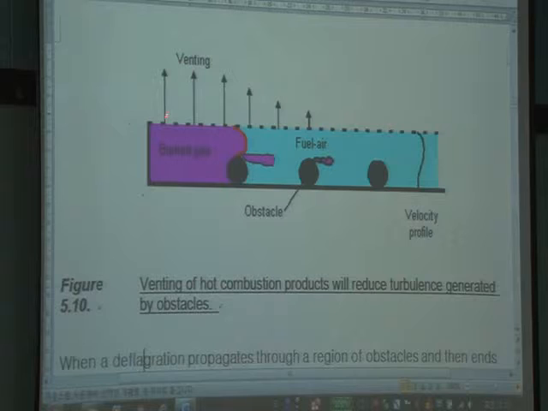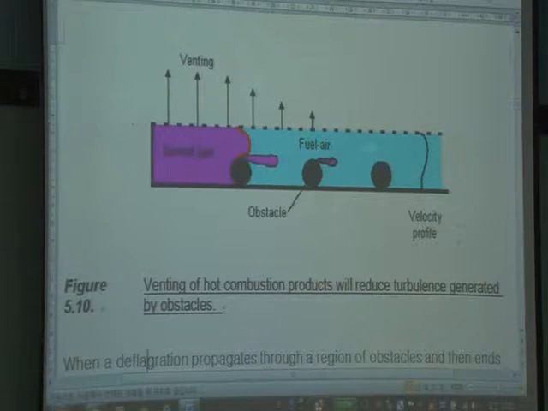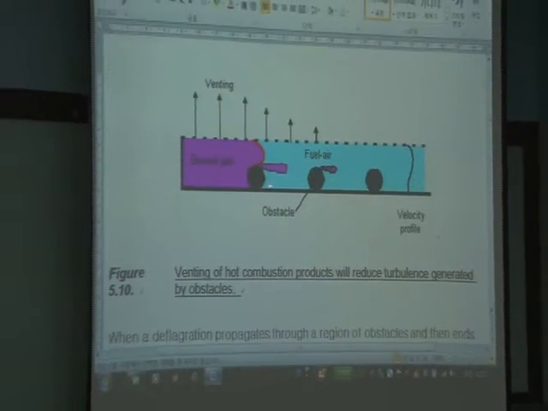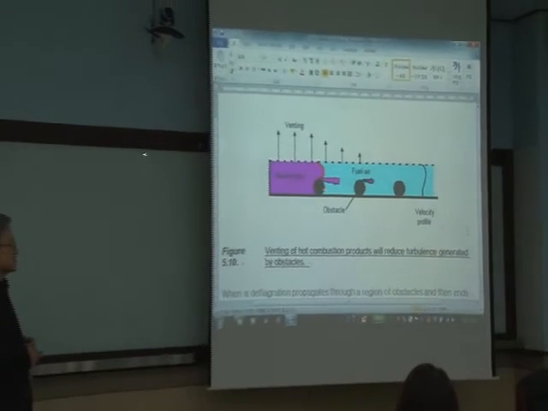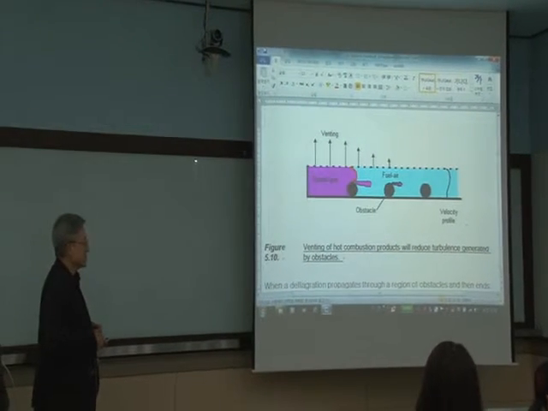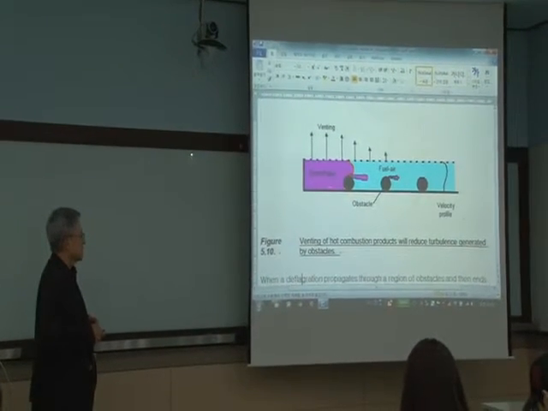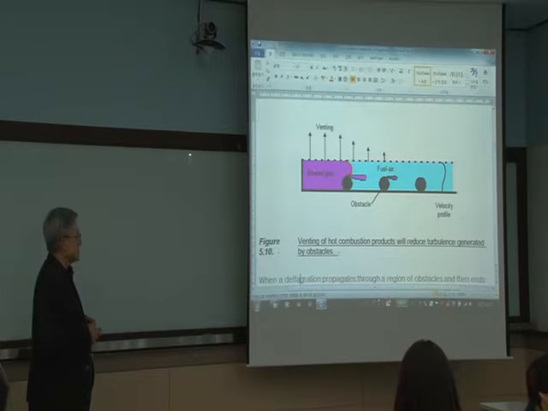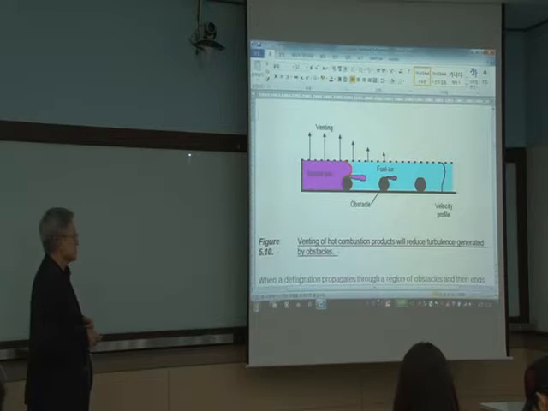So introducing now the venting and obstacle, which is really equipment rather than obstacle. That's the equipment. And burned gas is moving along. This is a premixed fuel, the air situations.